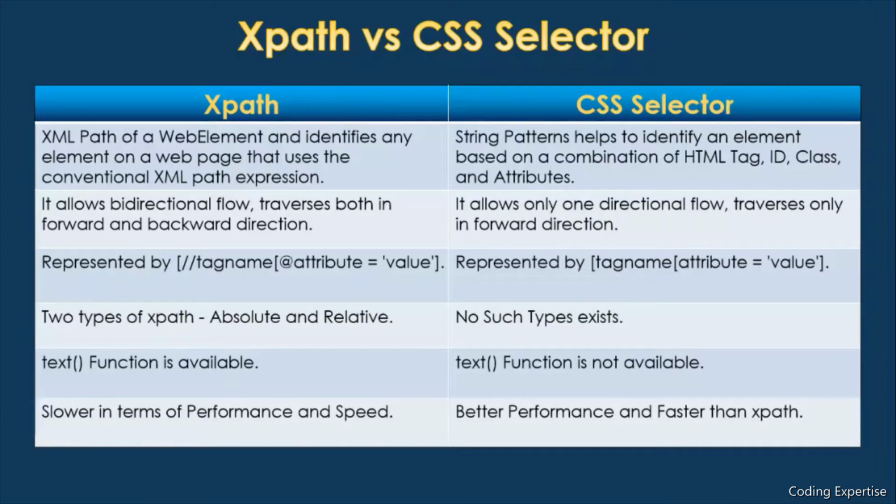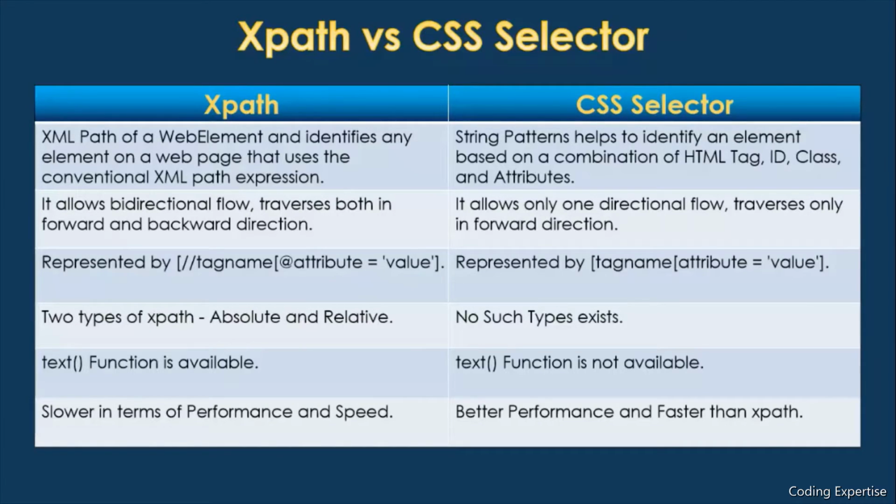XPath is nothing but the XML path of a web element. It identifies a web element on a web page using the conventional XPath expression. CSS selectors, everyone knows about that. It's a string pattern, and it also identifies an element based on the combination of HTML tags. XPath traverses in both forward and backward directions. That is, we can use parent, preceding sibling, ancestors, that is the grandparent. But those options are not available in CSS selector.